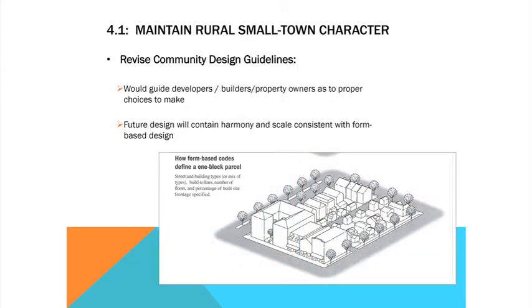As I mentioned before, this would be a guiding document for developers, builders, and property owners as to the proper choices to make. One of the things that came up in our last meeting was that we wanted to focus on how future design and development would contain harmony and scale with form-based design. This is a picture of how a one-block parcel might look in how it's designed, less on function, uses, and zoning mandates, but more on the facade and how it would look.